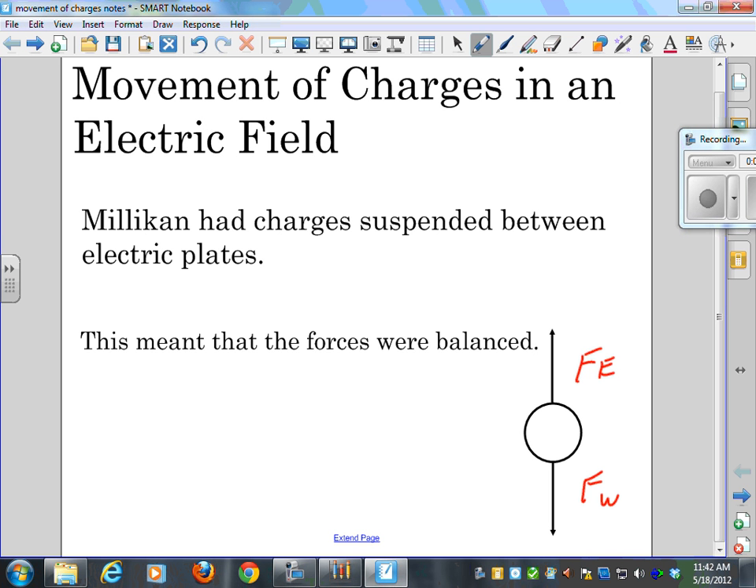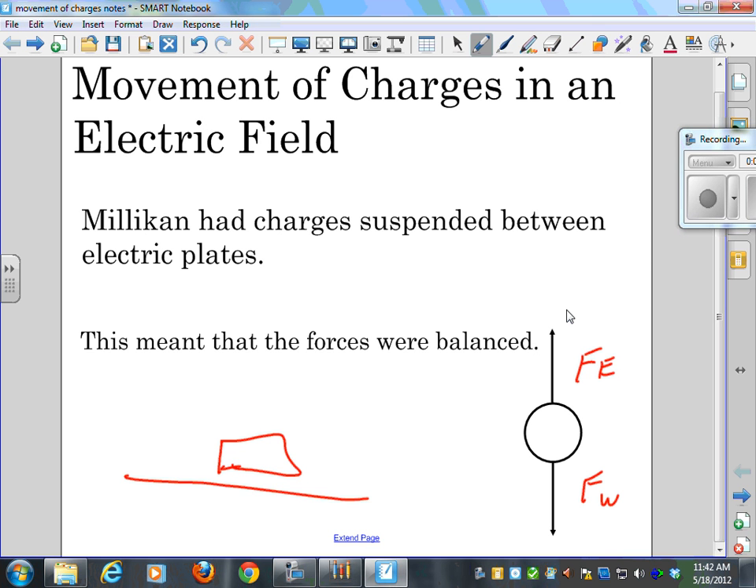Excellent. Now, Devin has been pestering me, wondering, Mr. Bennett, what would happen if the electric force wasn't balanced by the weight force? What if one was bigger than the other? Let's go up. Or down, depending on which one. Exactly. Very good.